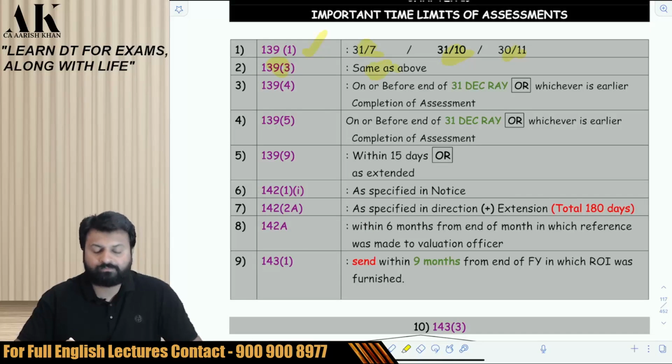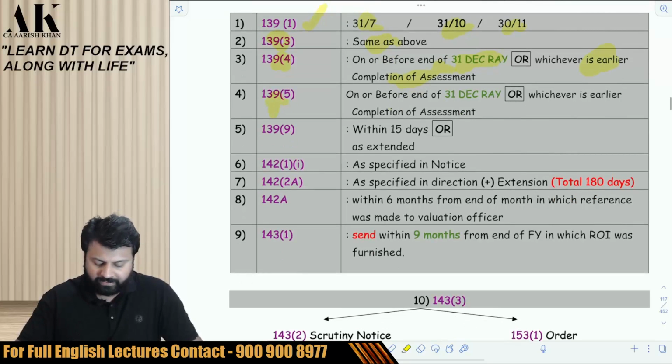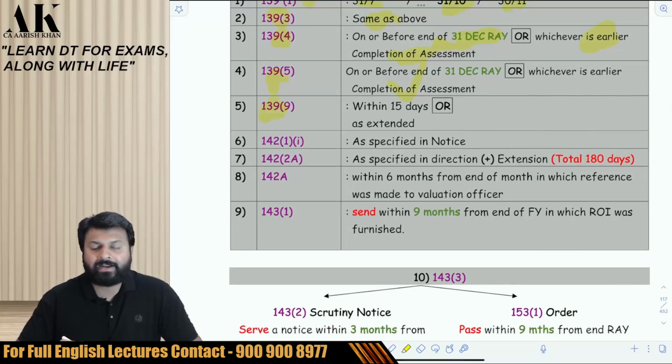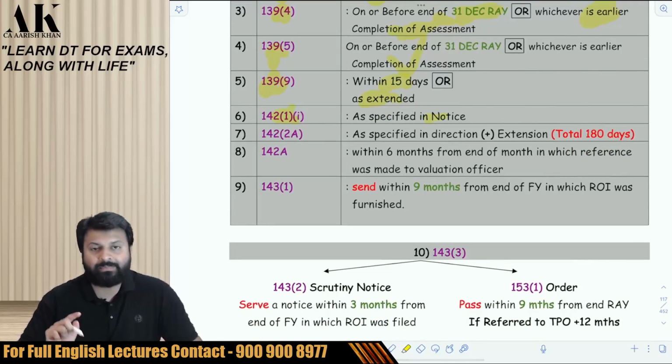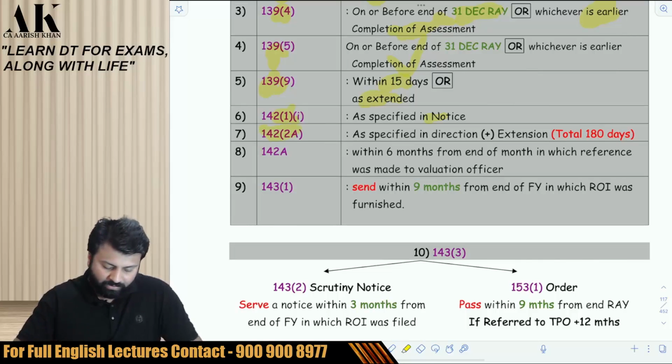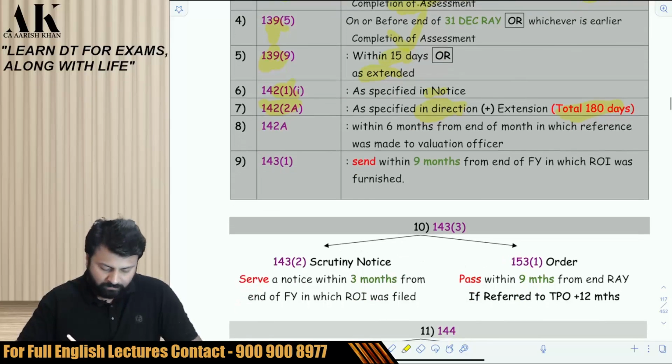139.3 same as above. Then 139.4 before the end of December or before completion of assessment, whichever is earlier. 139.5 also same time limit. 139.9 defective return 15 days or as extended. 142 unnoticed, time limit will be specified in the notice. 142.2a as specified in the special audit direction, it can be extended but total cannot exceed 180 days. 142 evaluation report within 6 months.